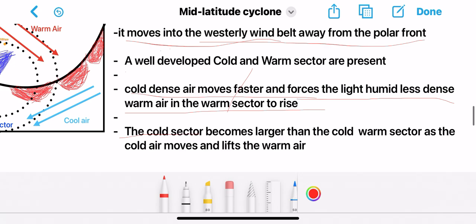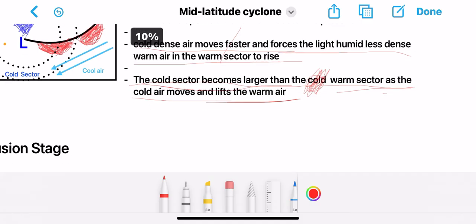Now we say the cold sector becomes larger than the warm sector. Let's cancel this cold here. The cold sector becomes larger than the warm sector as the cold air moves and lifts the warm air.